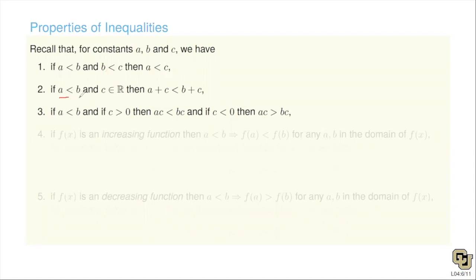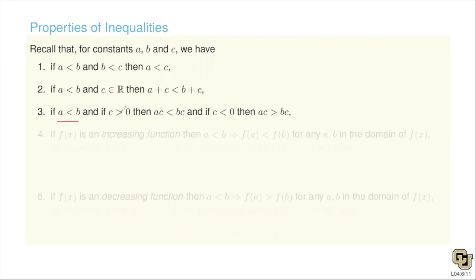If we have a less than b and c is any constant, then you can always add c to both sides without affecting the direction of the inequality. So if a is less than b, then a plus c is less than b plus c for any constant c. And here, you've seen these before.